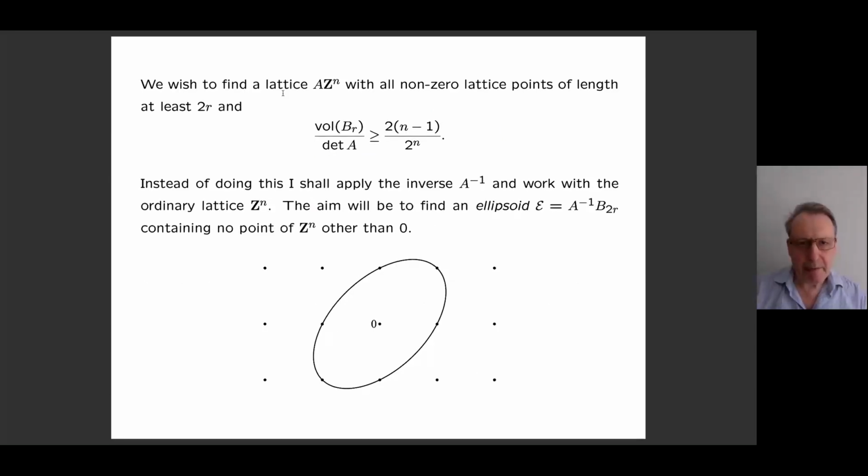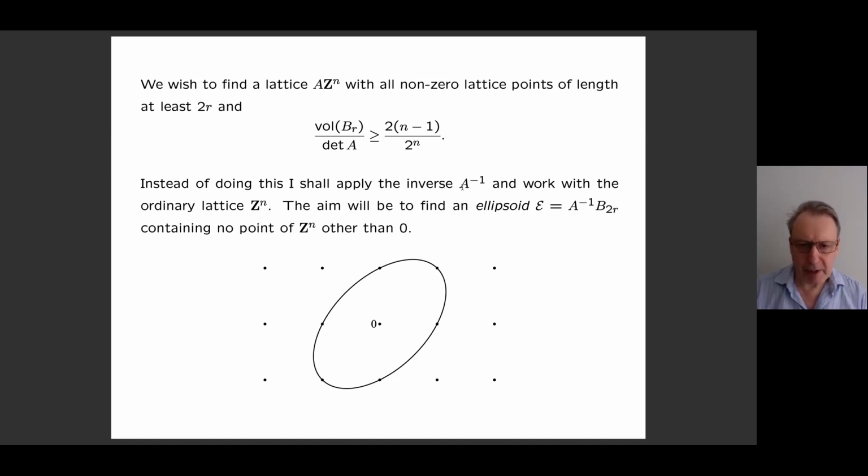Okay, so here we are. We want to find a lattice with all non-zero lattice points of length 2r with the property that this is at least this ratio here. Now, instead of doing that, and this is something absolutely standard, which was a method used over and over again. Davenport and Rogers used it. It's a very, very obvious thing to do.